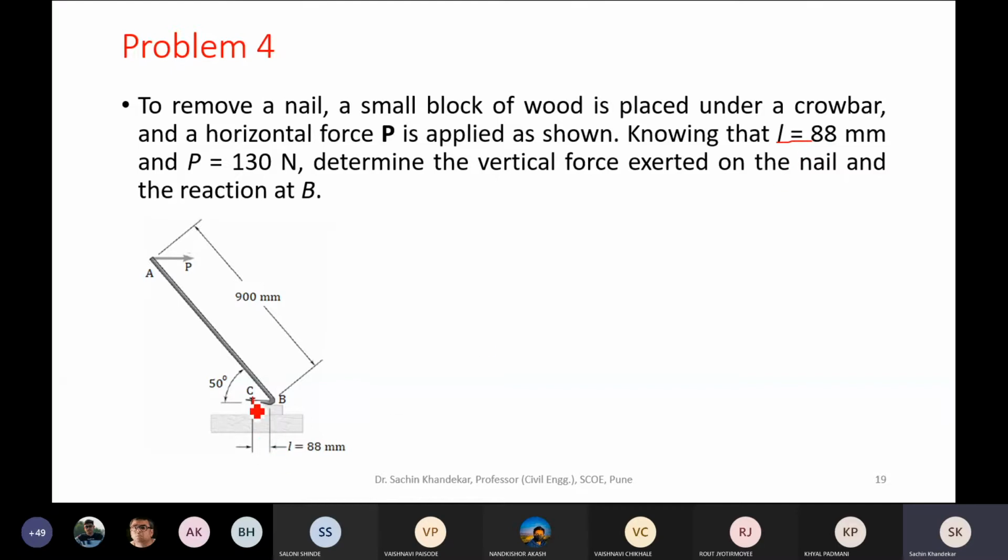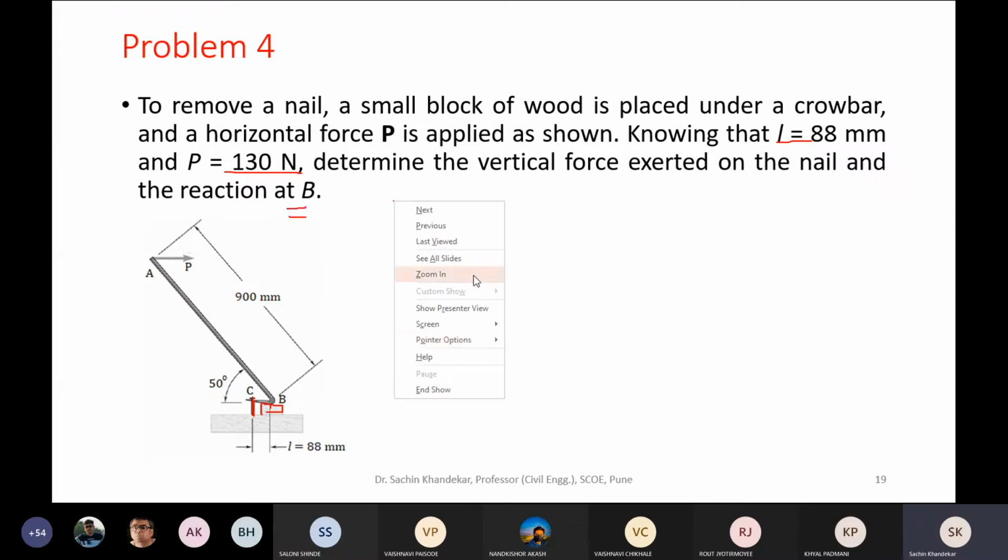So what is the small l? l is the horizontal distance between point B, where the end B of the crowbar rests on this wooden block, and point C, the nail point. It is 88 millimeter and the force P is 130 Newton. Determine the vertical force exerted on the nail and the reaction at B.